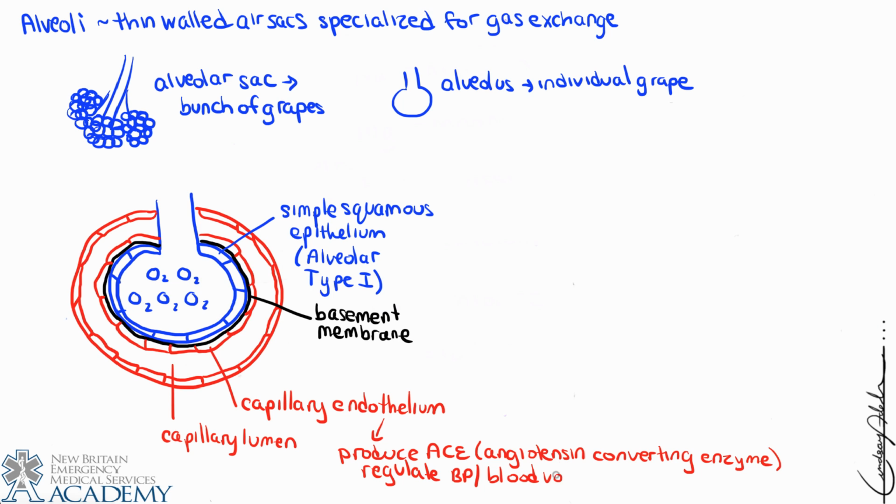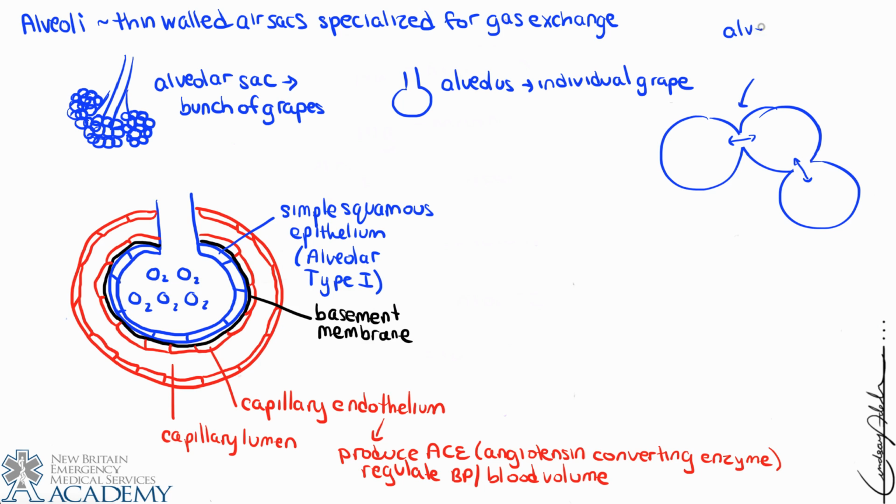All right, so a couple of things we want to mention about the alveoli. So we have these alveolar pores that exist between the alveoli. So the alveoli, the bunches of grapes, are kind of all connected to each other. They have these little holes in between them. And this actually functions to equalize the pressure between the alveoli. So if one alveolus blows up, it can distribute the volume of air or gas across the alveoli, so it's more of an even distribution.